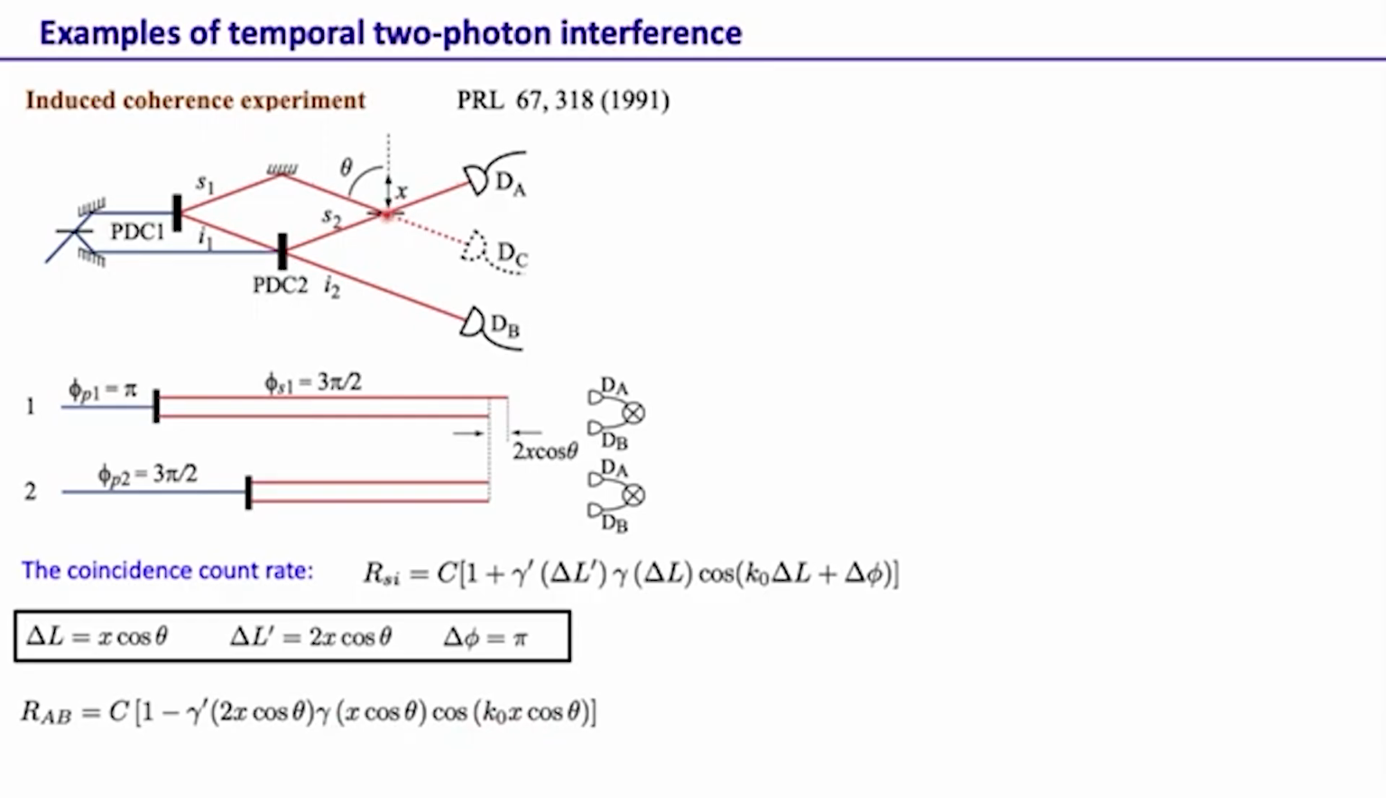So this x is basically the beam splitter displacement. So as a function of this beam splitter displacement, one would see interference because of this cosine term in the coincidence count rate. Okay, so this was not the surprising result of this experiment. The surprising result was that one actually sees interference here as well.